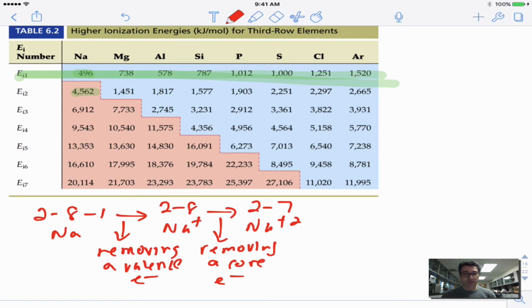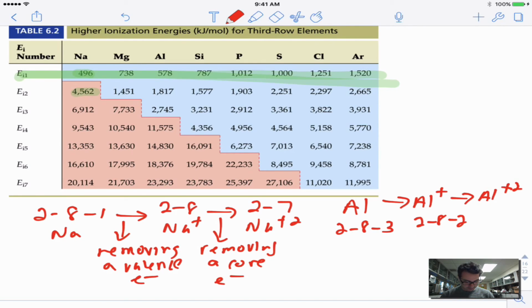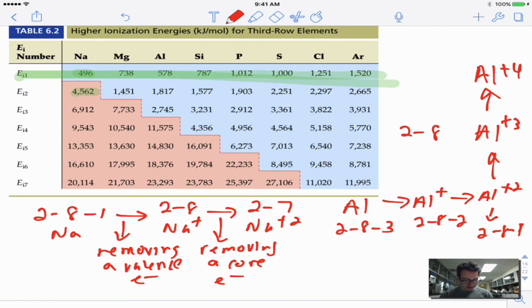And so what we see is that when you start to remove core electrons, there's a huge jump. Those electrons in the core are much closer to the nucleus, they're much more attracted to it. If I pick an element like aluminum here, Al is 2-8-3. It could become Al+ and be 2-8-2. It could become Al 2+ and be 2-8-1. It could become Al 3+ and be 2-8. And then it could become Al 4+, and that would be 2-7. So now, when we remove the first 3 electrons from aluminum, we are removing valence electrons.